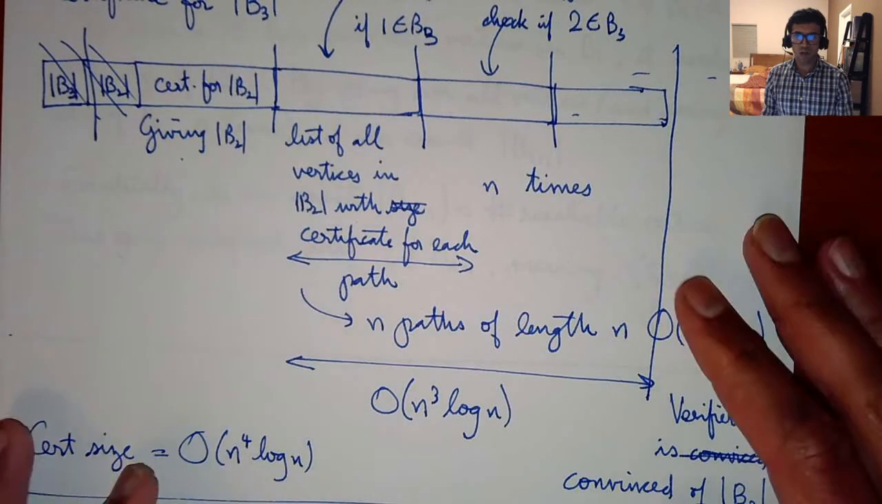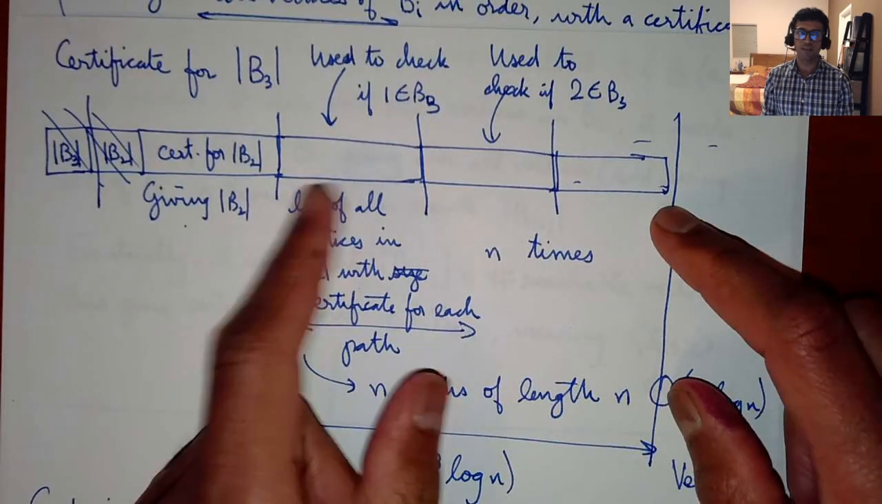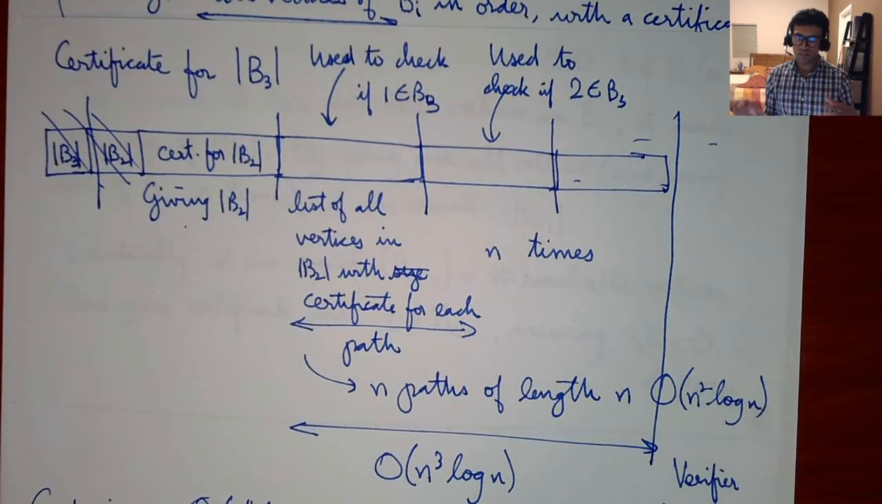Just think of it as all it's seeing is a collection of paths. The certificate just consists of lots of paths between vertices. It's seeing those paths over and over again. It's got a bunch of paths of length 1, then a bunch of paths of length 2, then a bunch of paths of length 3, and so on. Each path has length at most n. The total number of times it sees anything is really n cubed. So n to the 4th log n is the size of the certificate.